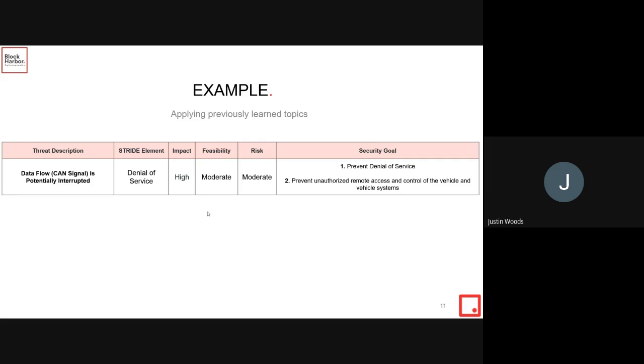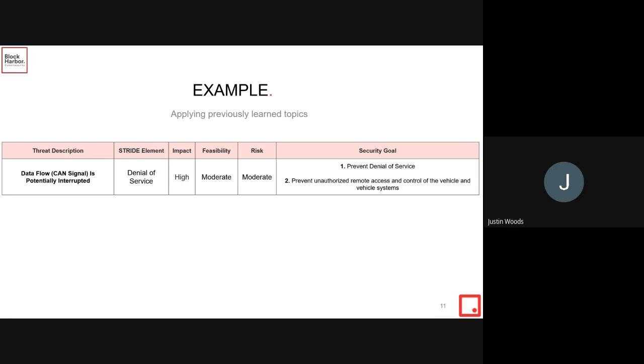So here is a fleshed out example. Here we have a threat description or damage scenario, threat scenario, all kind of the same thing here. So a data flow or CAN signal is potentially interrupted. This would be a denial of service attack. The impact in this case may be high, the feasibility would be moderate, and the risk would be moderate. And out of that, we can determine that this is a pretty significant issue.